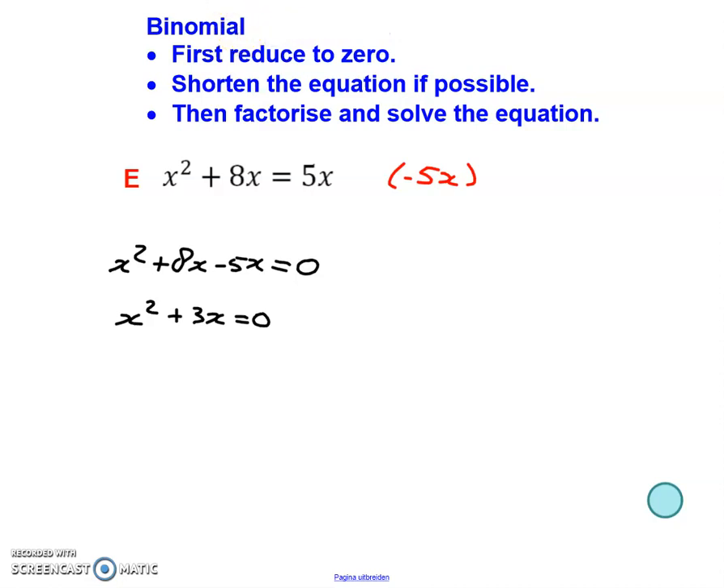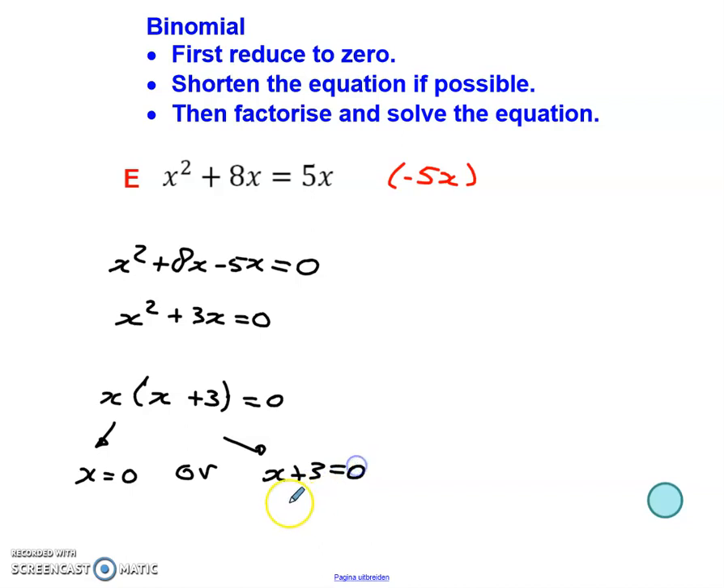So this is a binomial. We need 1 set of brackets, and both terms can be divided by x. And then you will have x plus 3. First solution, x is 0, or x plus 3 is 0. This means x should be minus 3.